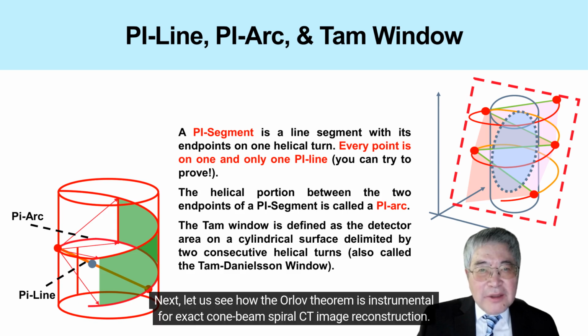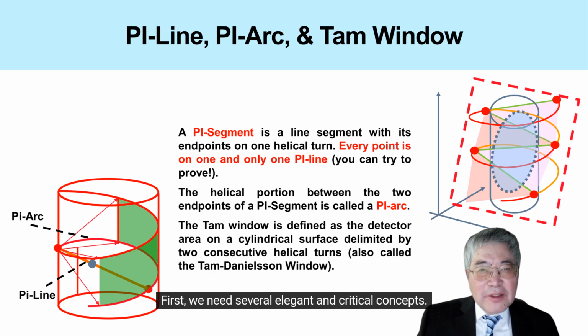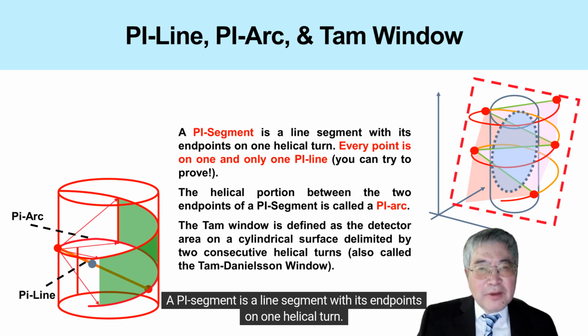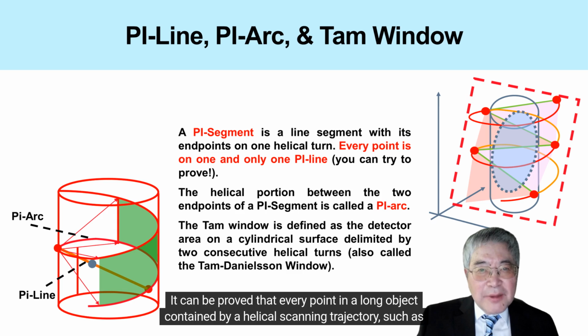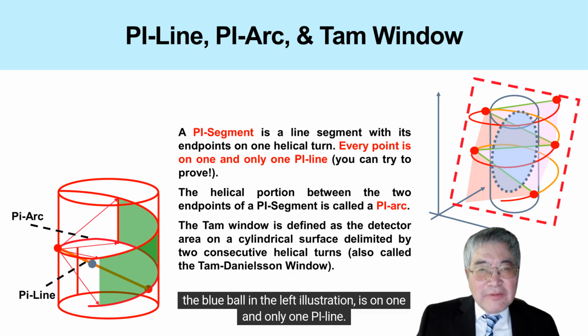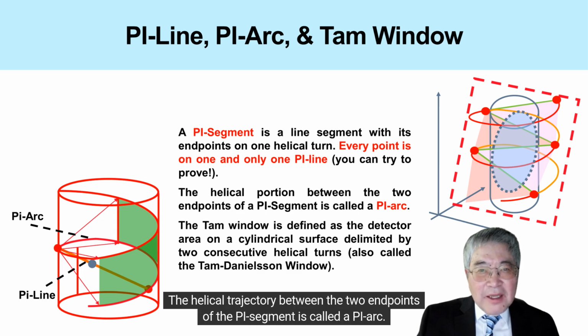Next, let us see how the Orlov theorem is instrumental for exact cone beam spiral CT image reconstruction. First, we need several elegant and critical concepts. A PI segment is a line segment with its endpoints on one helical turn. It can be proved that every point in a long object contained by a helical scanning trajectory, such as the blue ball in the left illustration, is on one and only one PI line. The helical trajectory between the two endpoints of the PI segment is called a PI arc.